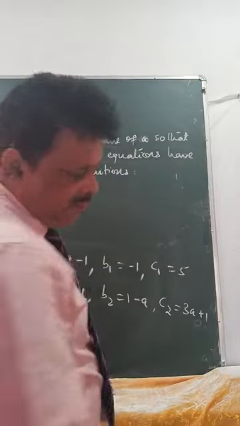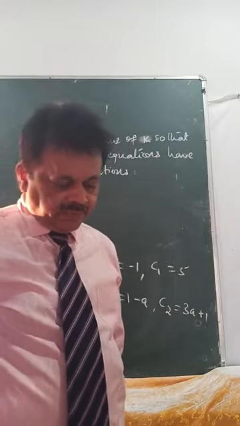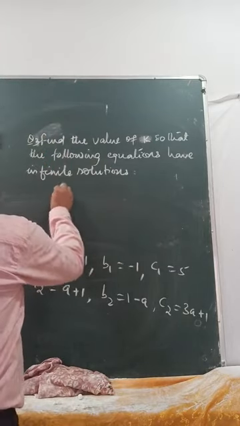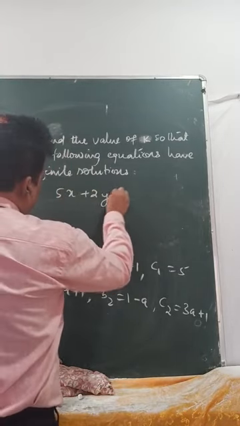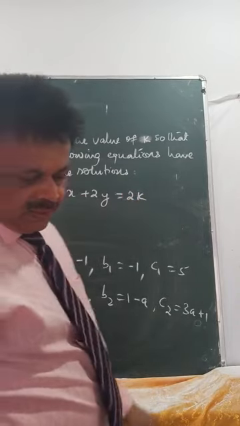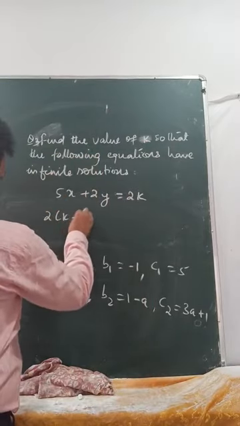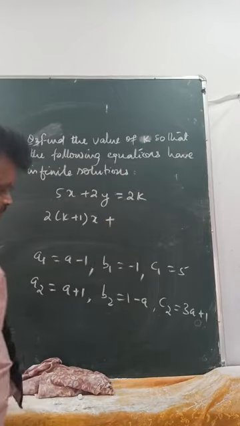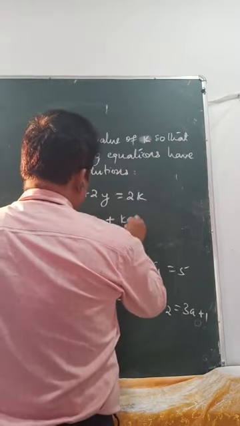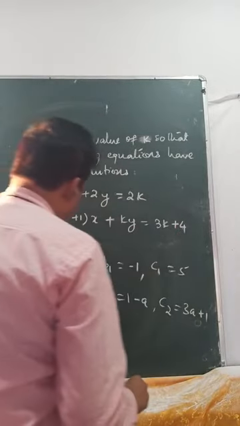Find the value of k for which the following equations have an infinite number of solutions. 5x plus 2y equals 2k, and 2 into k plus 1 x plus ky equals 3k plus 4. Try to solve. Let me find out what a1 is.